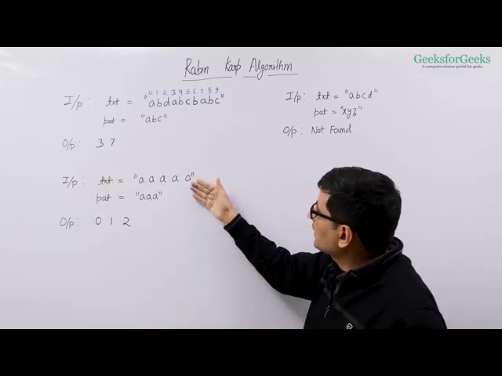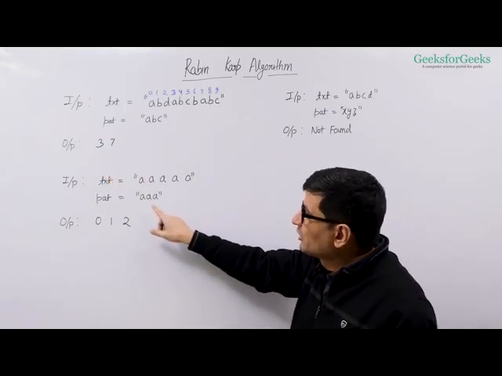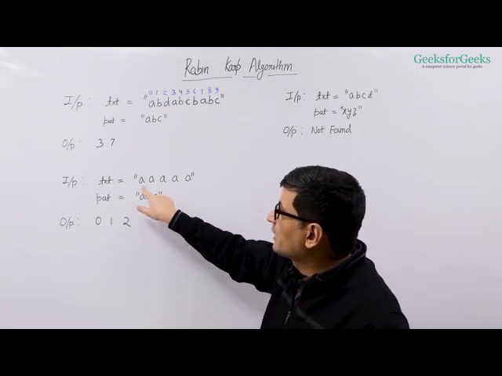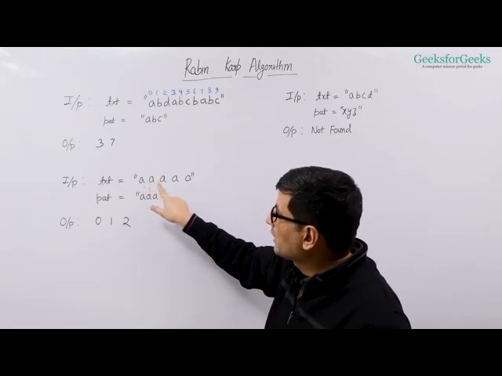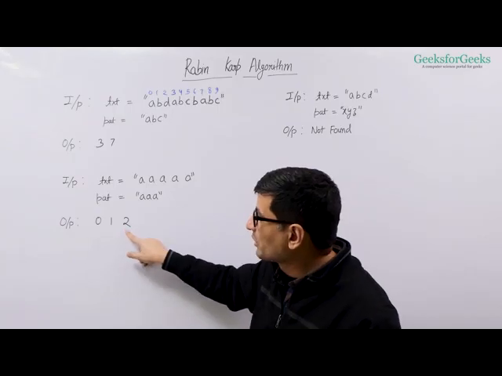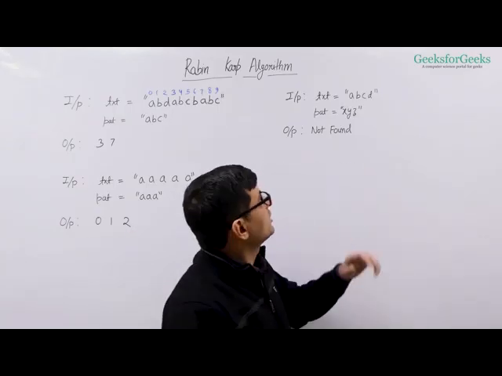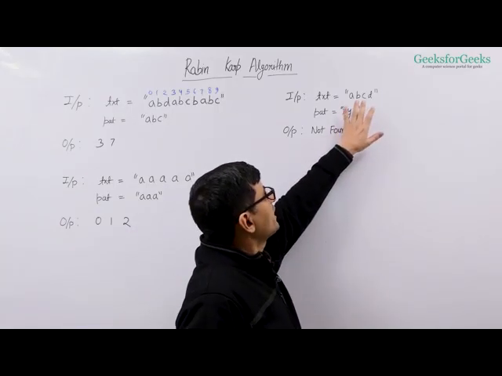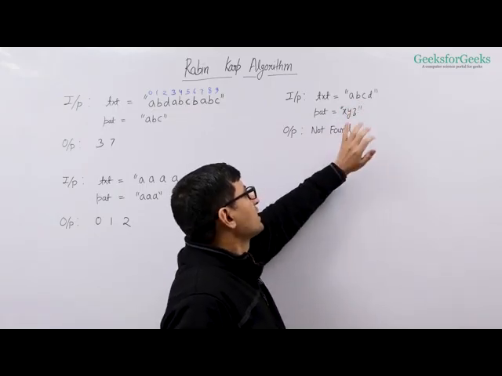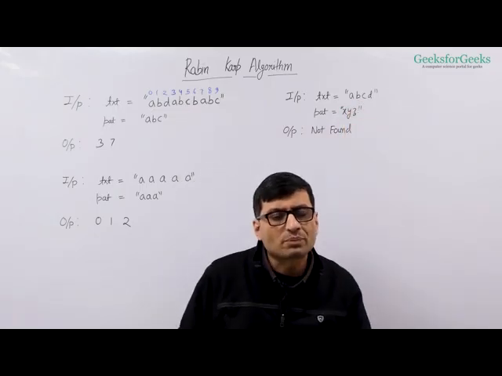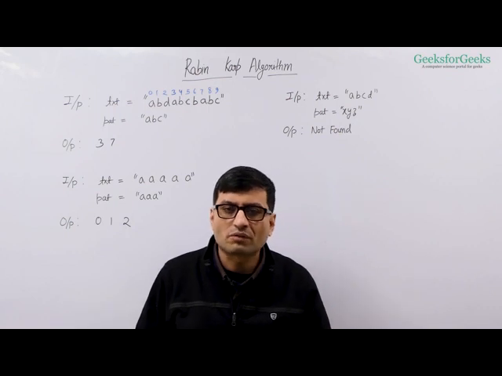Now let's see this text and this pattern. This pattern appears at index 0, then at index 1, then at index 2. So our output is 0, 1, 2. Let's now see this. We have this text ABCD and our pattern is XYZ. So pattern is not present in the text, so our output is not found.